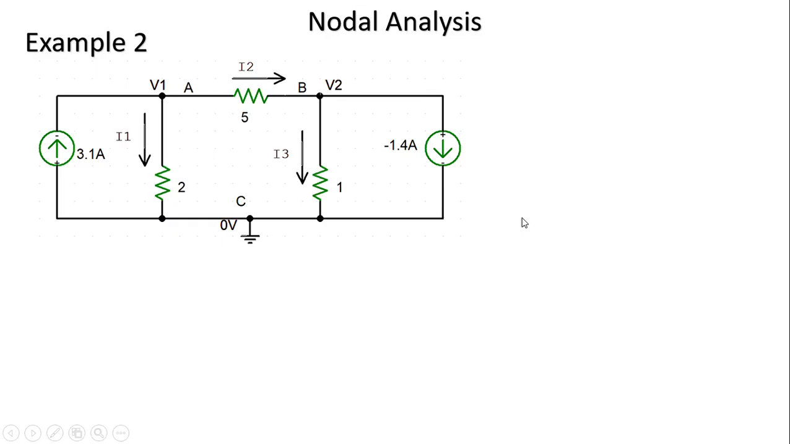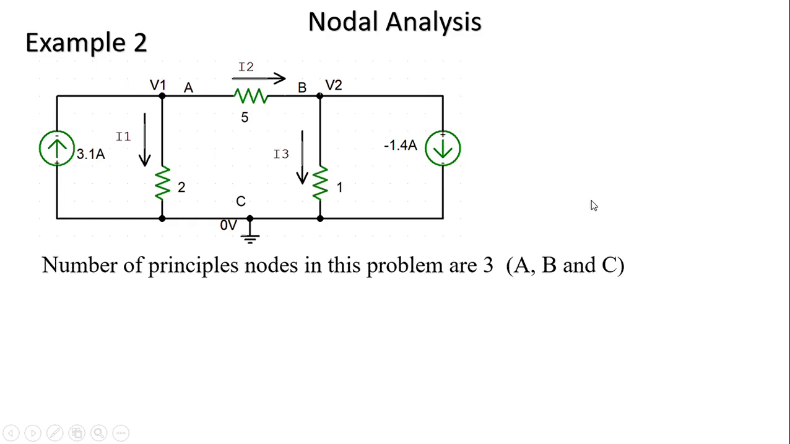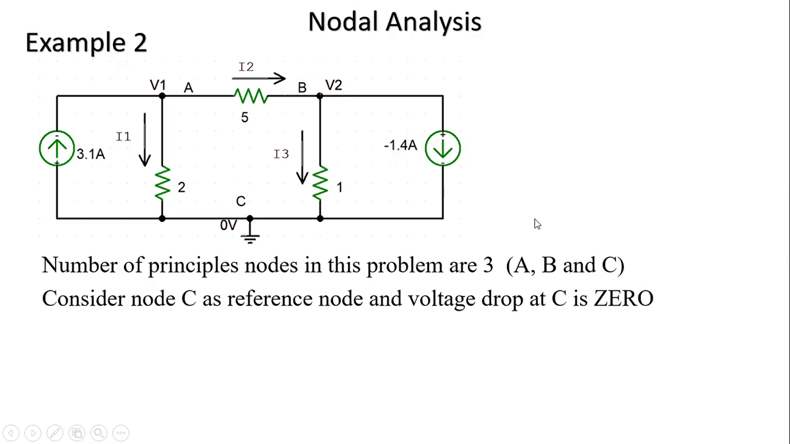Okay, so what are the steps? First step is to identify the number of principal nodes in the problem. There are three principal nodes: one is A, the other is B, and the other is C. Consider one node as the reference node and assume that the voltage drop at that node is 0. So we have considered C as the reference node and the voltage drop at that is 0.